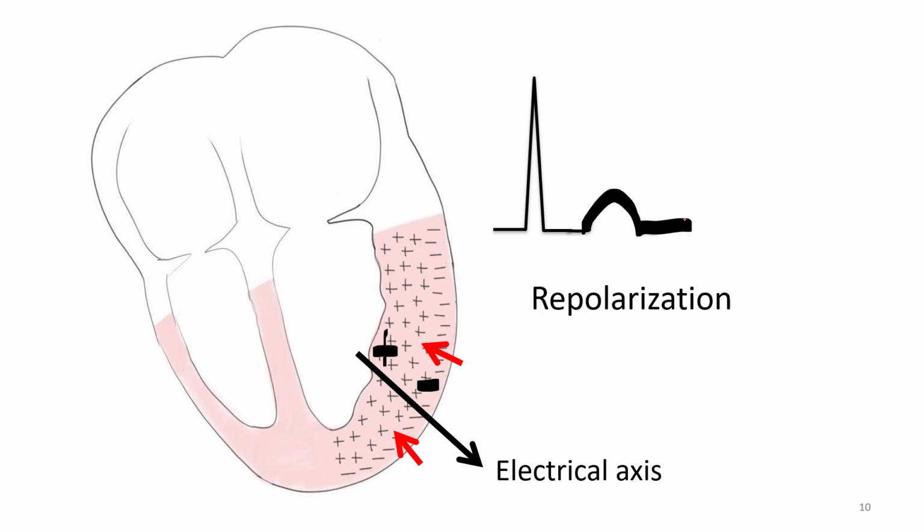Also notice that the depolarization is really fast, whereas the repolarization is a little bit slower. So you get a narrow QRS and a wider T wave.